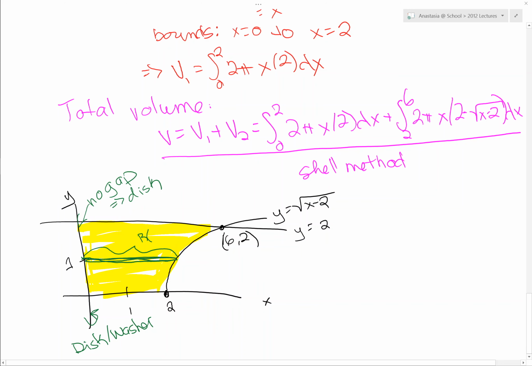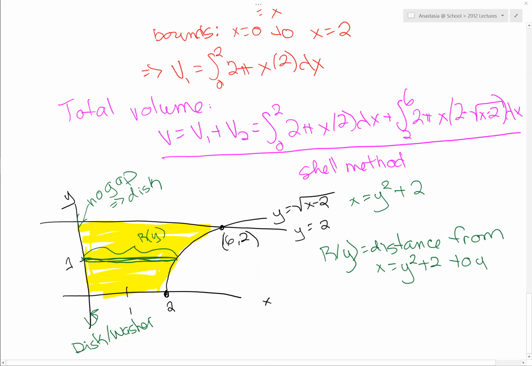Now, the shell method in this case put everything in terms of x, but the disk method for our radius is going to need it to be in terms of y. So we'll rearrange this function to get x equals y squared plus 2. Then our radius function is going to be the distance from the curve x equals y squared plus 2 to the y-axis, which is the same thing as x equaling 0. So now we have a horizontal line. We're going to have right minus left. So this will give us y squared plus 2 minus 0, or just simply y squared plus 2.